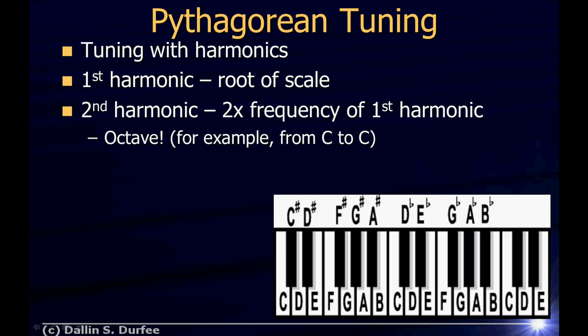Remember, the second harmonic is twice the frequency of the first harmonic. So if I have some note and I want to tune to some note an octave higher, I can just excite the second harmonic on my first note and then tune my second note, my second organ pipe, my second string to have the same frequency, to have the same pitch as the second harmonic of my first one, and it will be an octave higher.